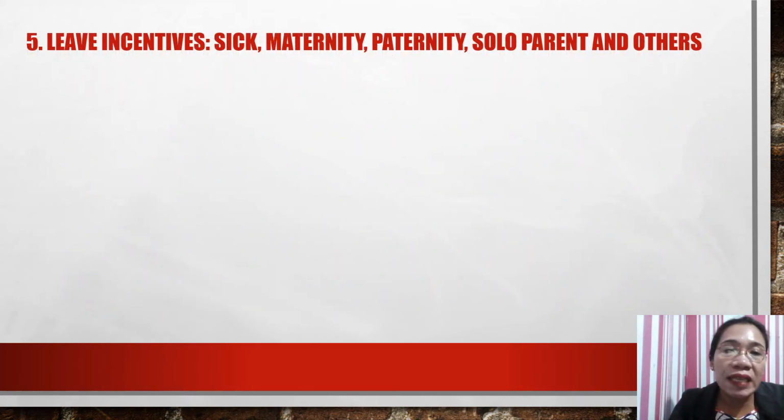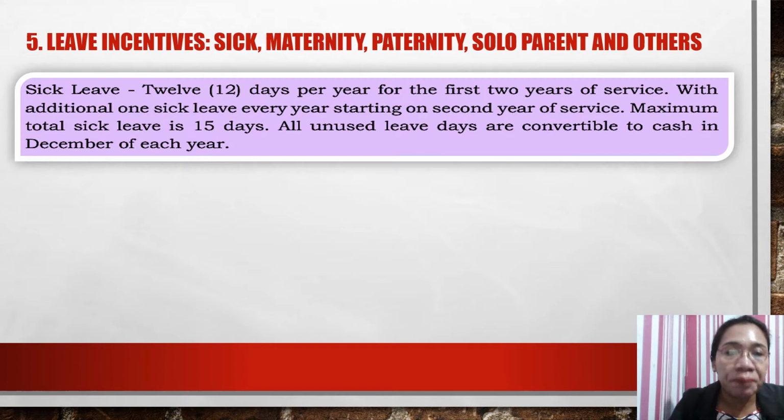The fifth one is leave incentives. It can be sick leave, maternity leave incentives, paternity leave incentives, solo parent, and others. So let us try to discuss this one by one. Sick leave: 12 days per year for the first 2 years of service, with an additional 1 sick leave every year starting on the second year of service. So the maximum total sick leave is 15 days. That's the maximum. All unused leave days are convertible to cash in December of each year.